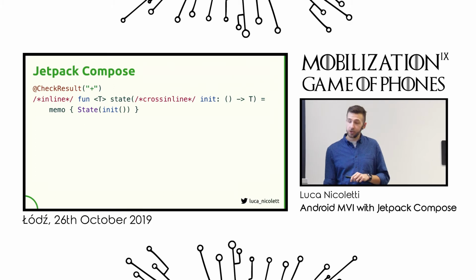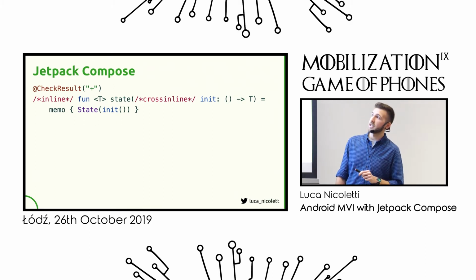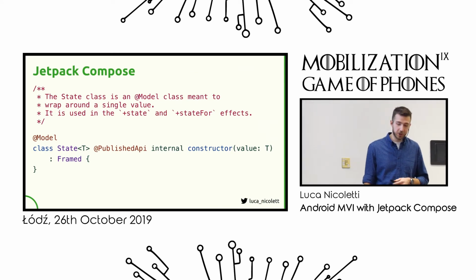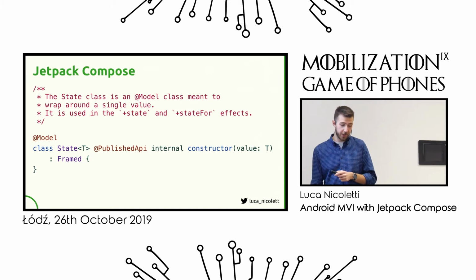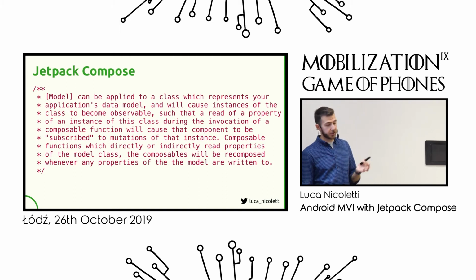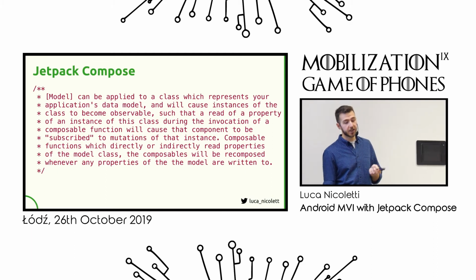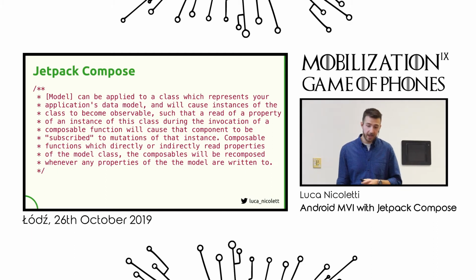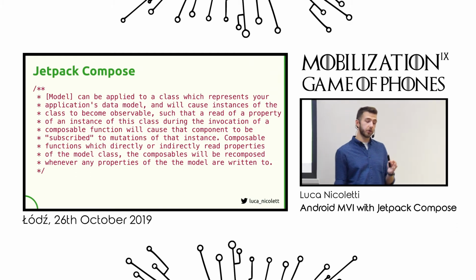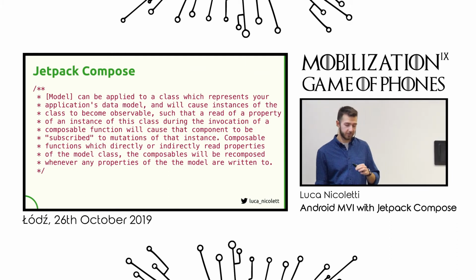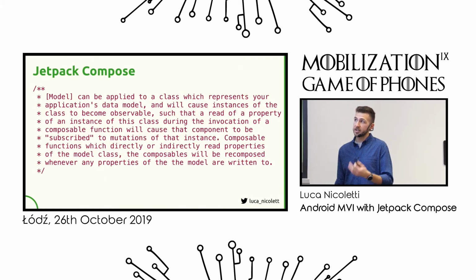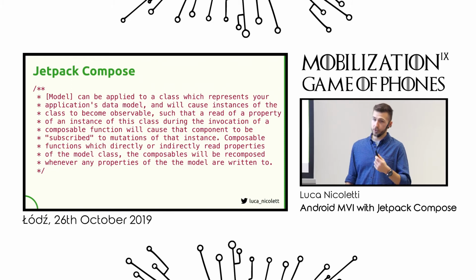And this computation is built by initializing a state. The state is an annotated model class, which should wrap a single value. The model annotation represents your application data model. The instance of a class annotated with model becomes observable, and every set on each property of that class triggers the invocation of the composable function in which you're using the variables of that class. So that means that every time you change something inside the model annotated class, there's a recomposition on the screen.